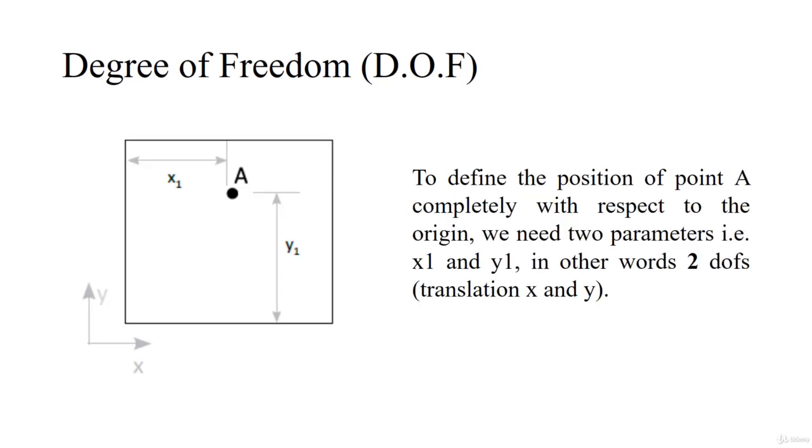See here, if I have a point A and I need to specify its position in space, let us take a 2D plane. In order to specify the position of point A in this 2D plane, I need to define two coordinates, the x coordinate as well as the y coordinate. So we can say this particular point A has 2 degrees of freedom.